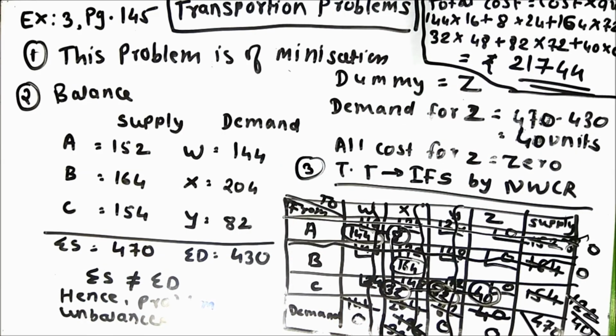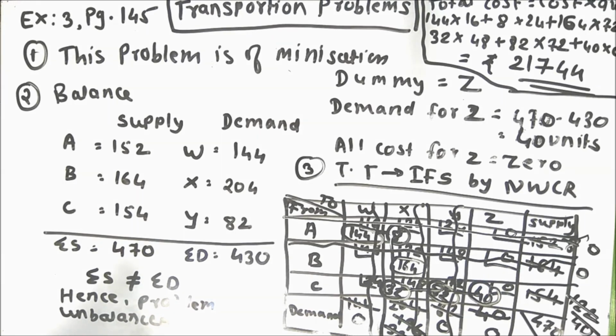Okay, so this is all about the northwest corner method of transportation problem. Hope you have understood very well.